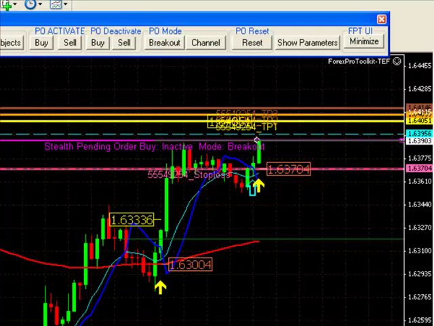Notice you have all three take profit lines here that I've set up, and the stop loss line goes directly through the suggested stop loss value, and the first take profit line goes directly through the suggested take profit.